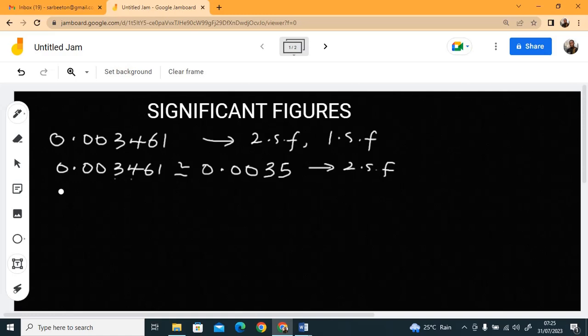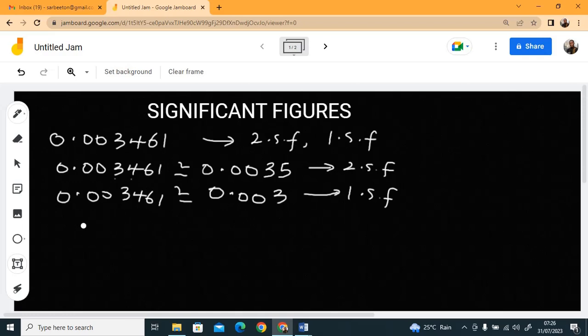Now the other one, if you have 0.003461 and you are approximating it to 1 significant figure, the same thing you are going to do: 0.00, and only this you need, because this is only one significant figure. But you check the next number: is it up to 5? Yes, it's up to 5. So you are going to write 3 and drop the rest. So this one is 1 significant figure.